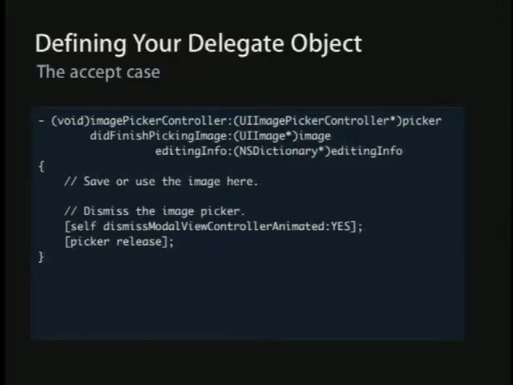So this part's actually pretty important. The delegate protocol defines that it will call this method for you when the user picks an image, but it won't automatically dismiss the controller. You have to do that yourself. So you'll want to call self dismiss modal view controller animated, and again, animated yes, so it slides down. And assuming you didn't already release your picker before, you'll call picker release to clean up your memory usage.